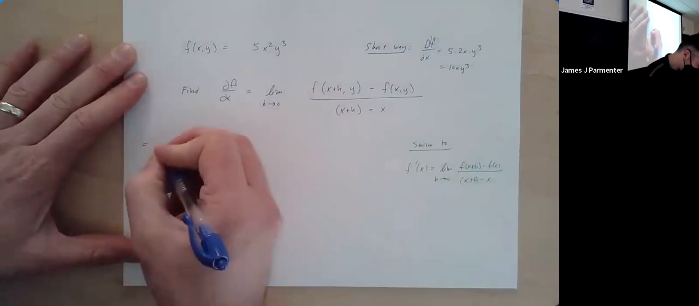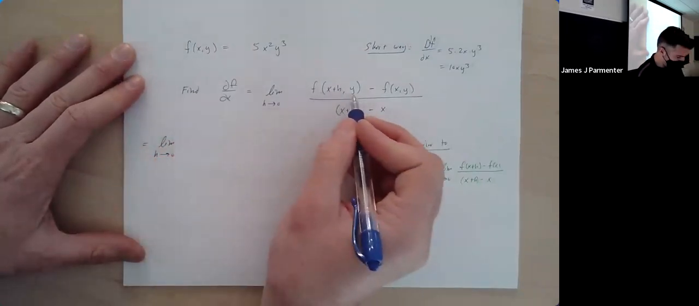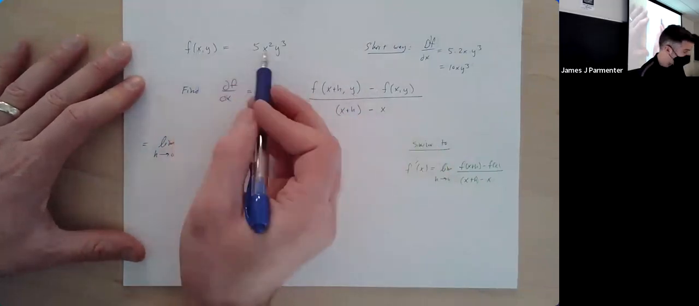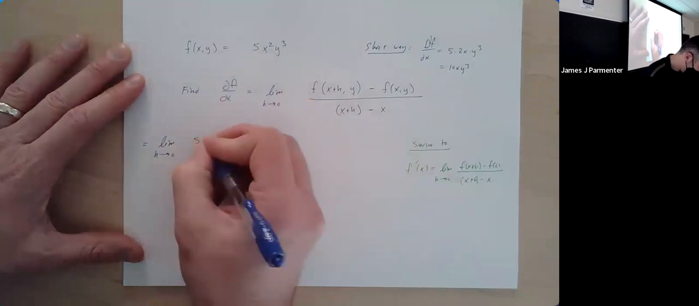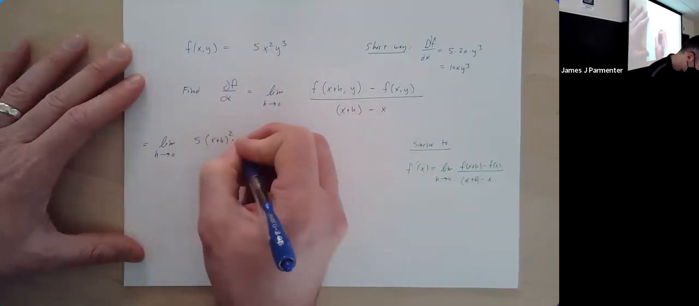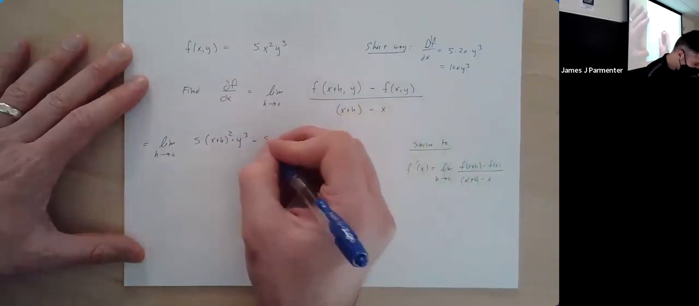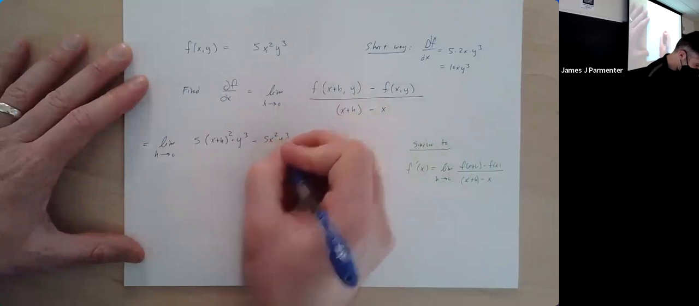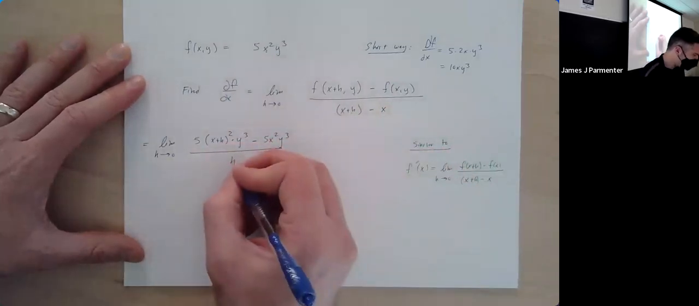So we're going to write this as the limit as h goes to 0, f of x plus h comma y. We're just going to plug in x plus h for x and y for y. So we're going to get 5 times x plus h squared times y cubed minus f of x y, which is just 5x squared times y cubed, all over x plus h minus x, which is just h.